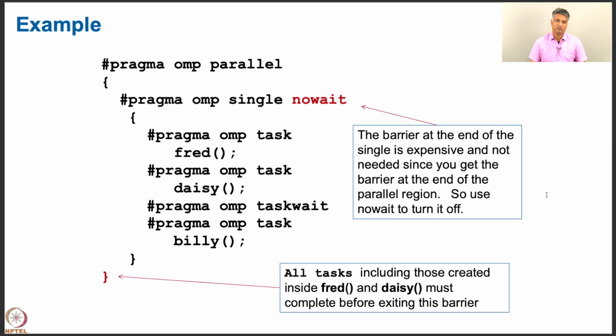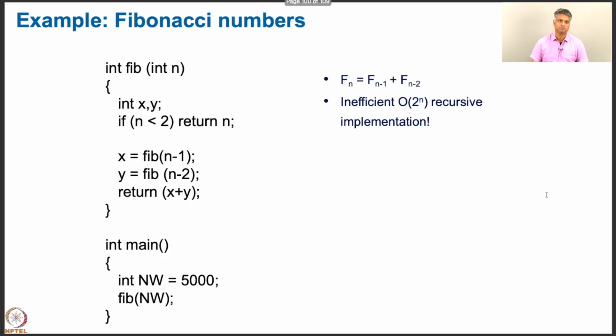If you had put the nowait clause, the barrier at the end of the single construct is no longer heeded. This barrier is typically very expensive, so the next barrier actually shifts to the end of the parallel construct. So, all the tasks, including those that are created inside Fred and Daisy, must be complete before exiting the last curly braces, which is the end of the parallel section. This is useful if you think that there are no dependencies at this point of time.